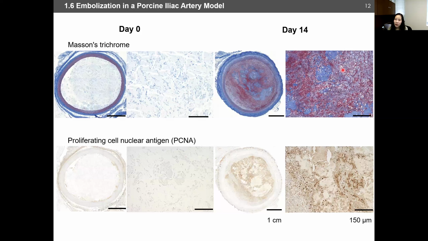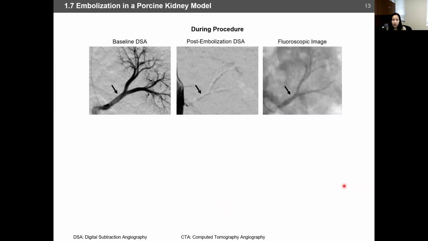With our material, it can degrade and become part of the body, but still remain a permanent embolization. As you can see at day 14, there are still proliferating cells and further remodeling going on, and most of the material is going to be digested over a longer period of time.